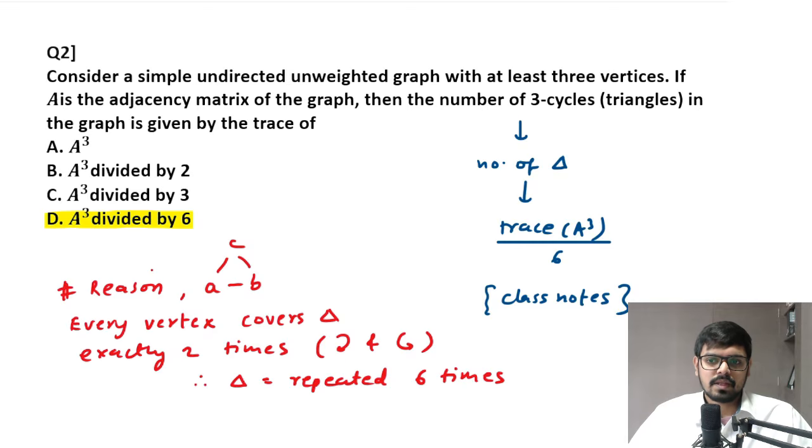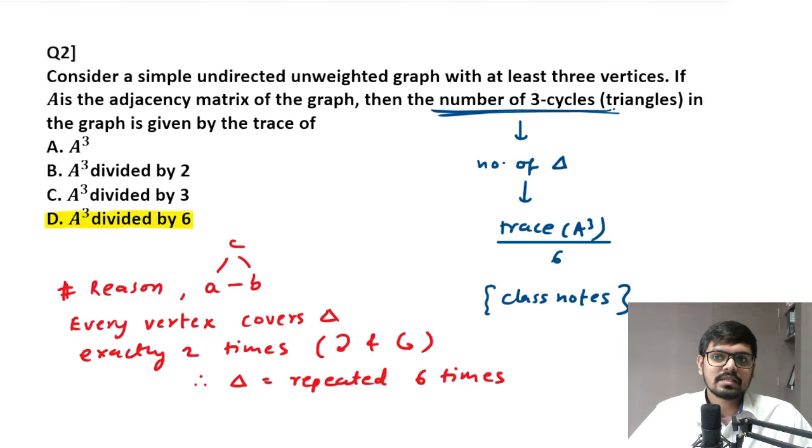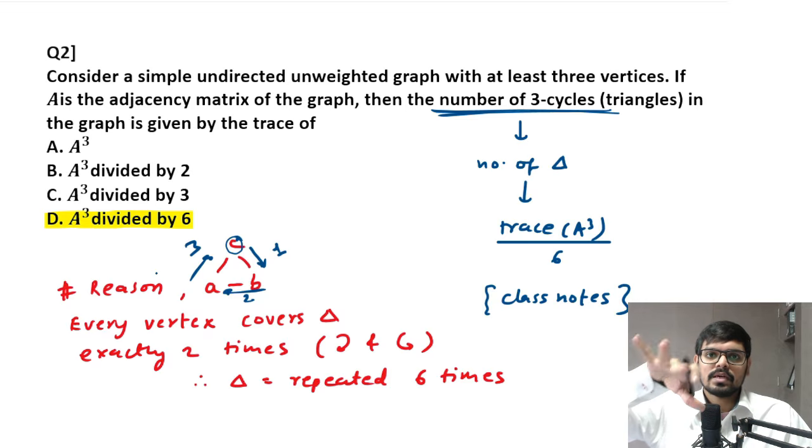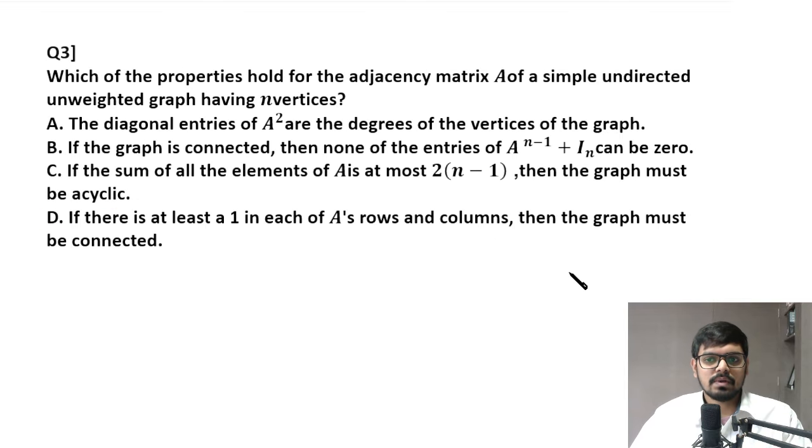I hope you remember trace of A cube by 6; in class notes everything was explained. It's just the revision which I have explained. A, B, C: every vertex covers this triangle exactly 2 times. Since you are dealing with the number of 3-cycles, which means walks of length 3. If you start with C, this is my first length, then this is my second, and this is my third. So clockwise 1 time, anti-clockwise 1 time, and all the vertices will do the same thing. So this triangle will repeat 6 times. Therefore we are dividing by 6. Makes sense, easy. Okay, so question number 3.